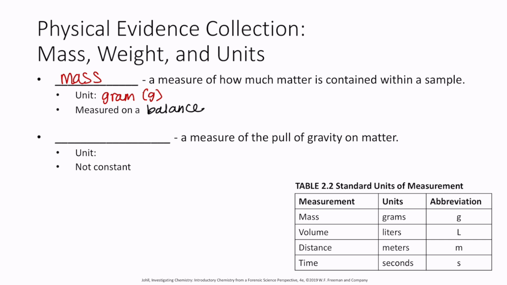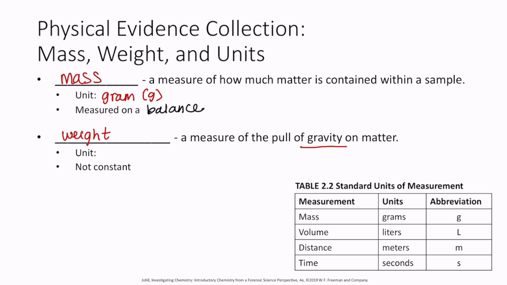Now, weight is similar to mass, but it takes into account the pull of gravity on matter. So, what that means is my mass that I have is never going to change. It is going to be constant. However, my weight can vary depending on the gravitational pull of the area that I'm at. So, if I'm on the moon, I'm going to have a different weight than if I'm on Earth.